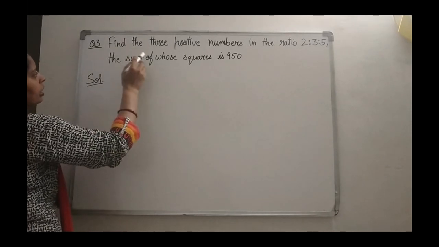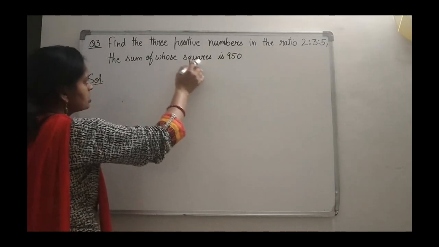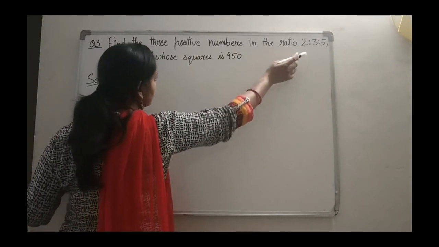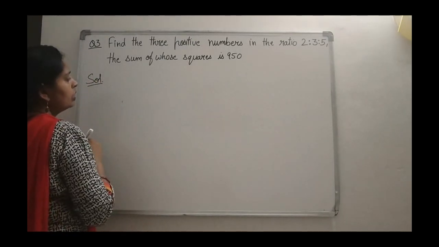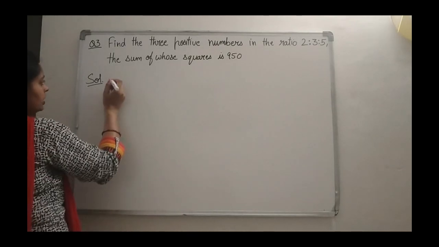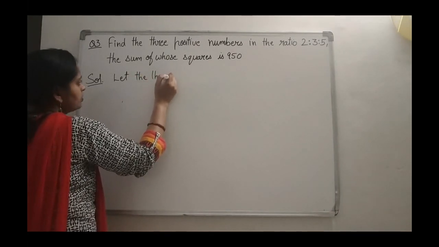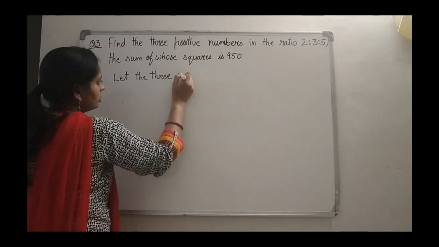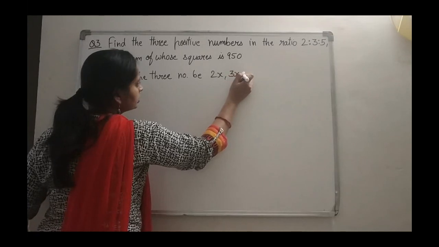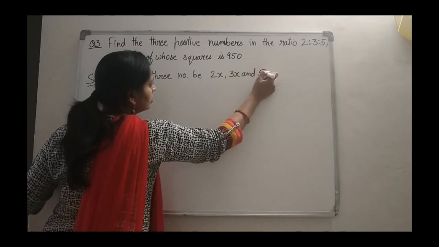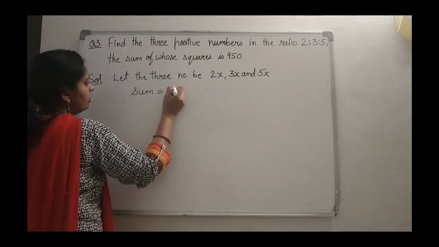Find the three positive numbers in the ratio 2:3:5. Means three positive numbers are in the ratio 2:3:5, and the sum of whole square is 950. So whatever ratio has been given, we can suppose like that. Let the three positive numbers be, or three numbers be 2x, 3x and 5x. What is the value of sum has been given?